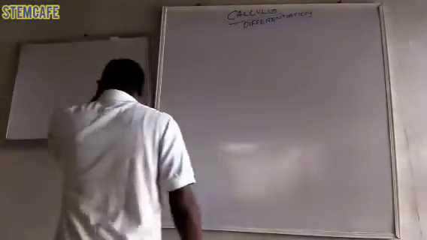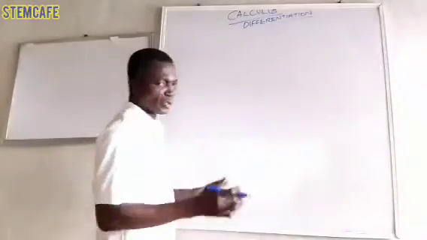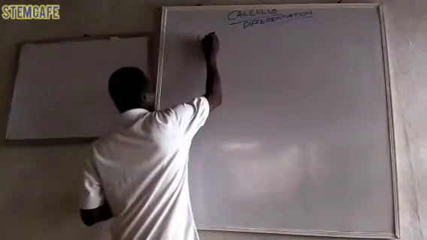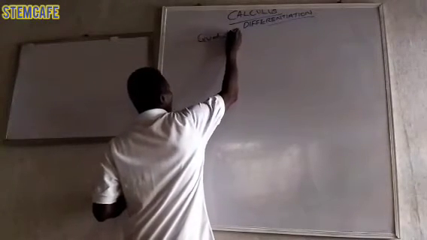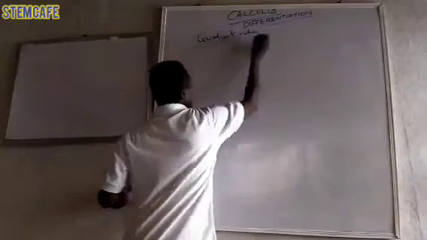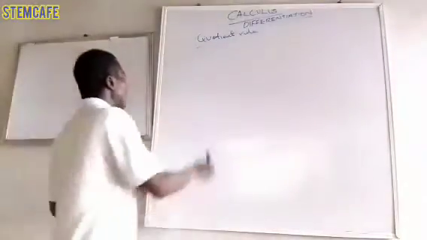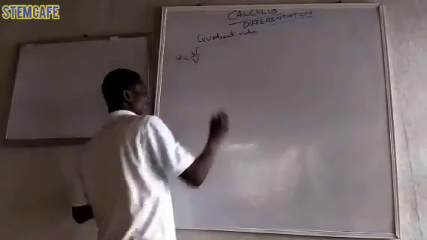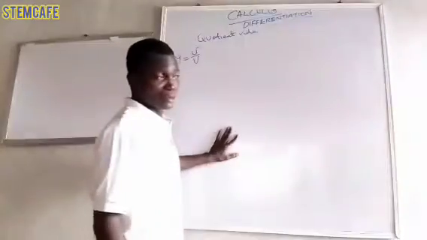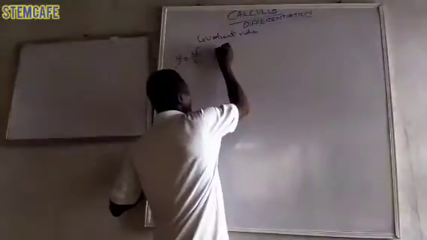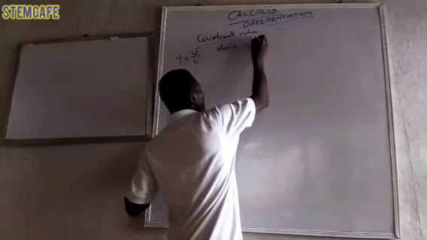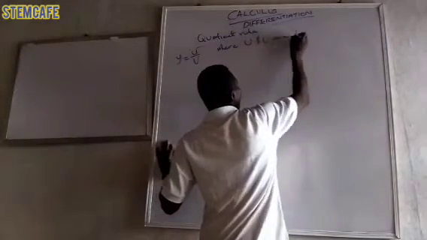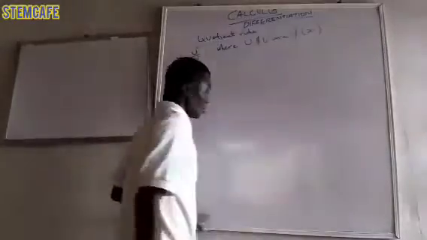Something will have been passing through your mind. Like, that's for products. How do you do it for division? That's where the quotient rule comes in. In quotient, you have expressions like this: Y equals U over V, and U and V are functions of X.